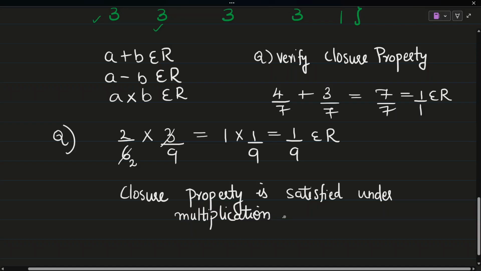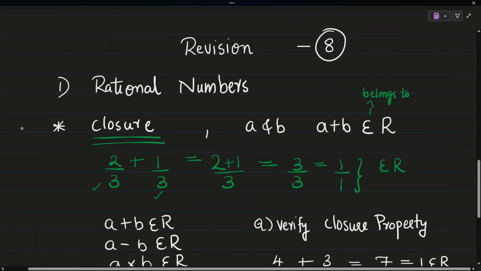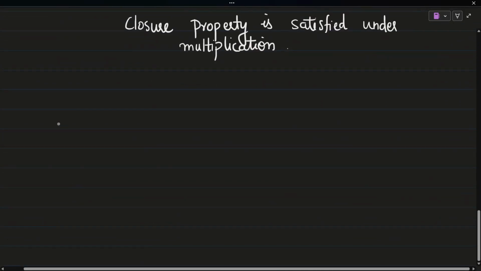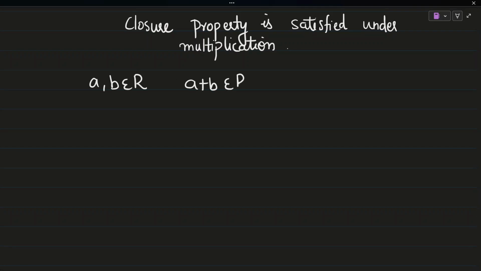So this is the first property, that is closure property. In simple words, we can write: if a comma b belongs to the rational numbers, then a plus b belongs to the rational numbers. Otherwise, a minus b also belongs to rational numbers. Otherwise, a times b also belongs to the rational numbers. So this is the first property, that is closure property.